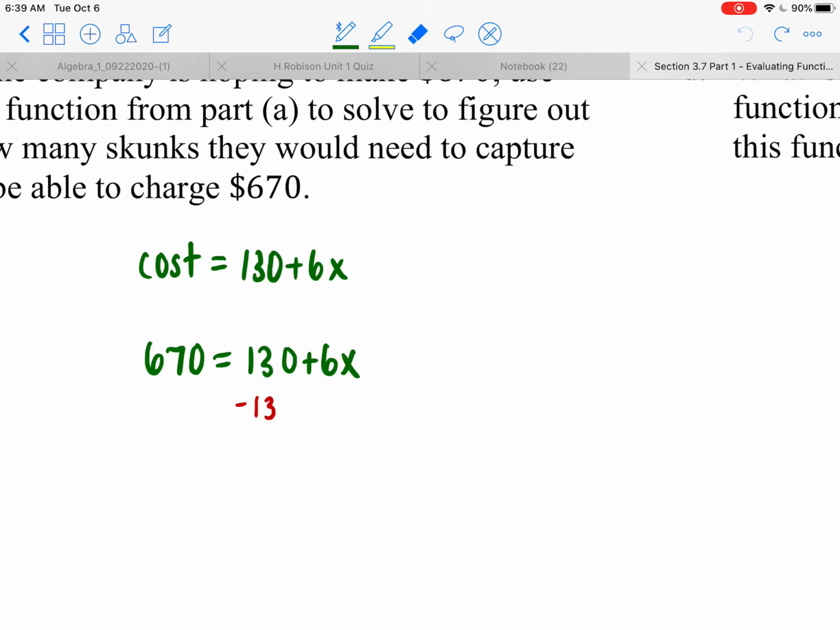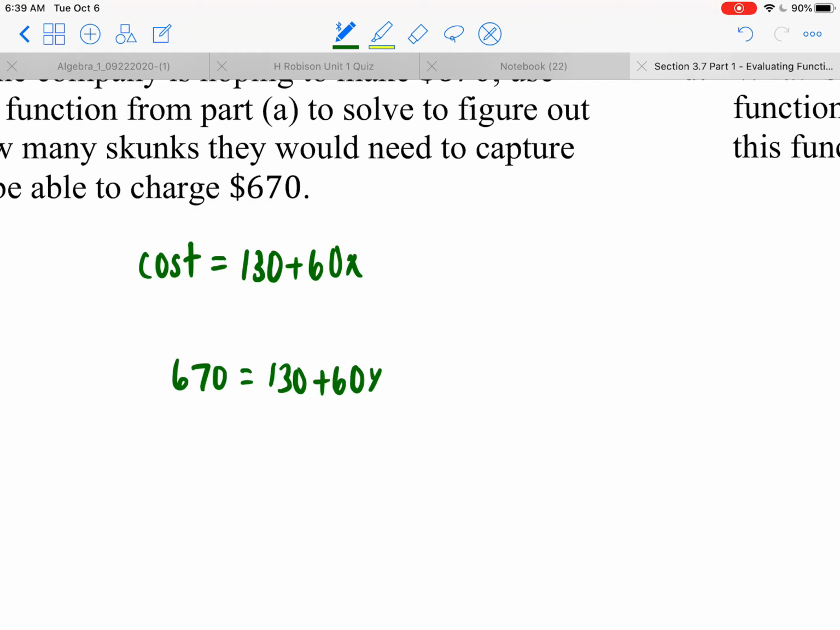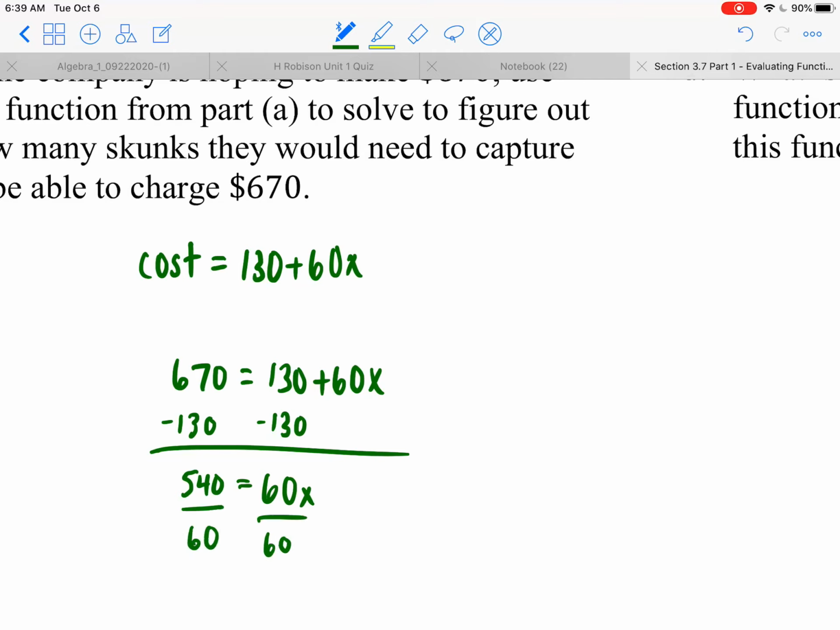I was like, they don't need to catch 90 skunks. That would be super expensive. So this should be 60x here. My apologies. All right, so 670 is equal to 130 plus 60x. And then we minus 130 from both sides. I was really confused there for a sec. So then when we divide by 60, not 6, divide by 60, you get that 9 is equal to x. So it would be 9 skunks that the company would need to catch in order to make $670.